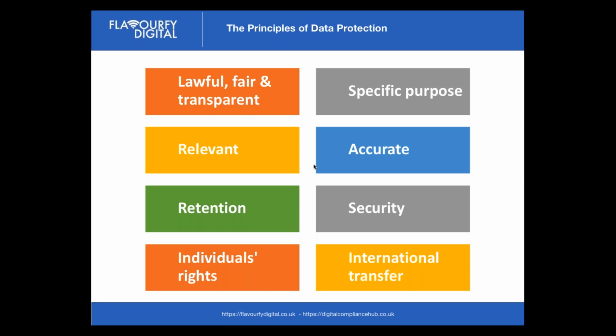So let's just quickly run through those. If you're processing data, then you need to do so lawfully, fairly, and transparently. So you've got to be open about what you're doing and why you're collecting the data and how you're going to use it. You must only process it for a specific purpose, so you need to define what that purpose is and not process it for other purposes unless there's a lawful reason for you to do so, or you've got consent from the data subject to use it for those other purposes.